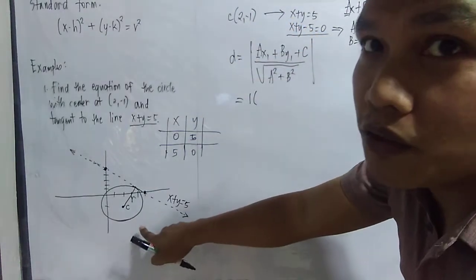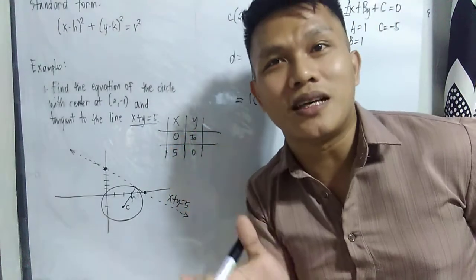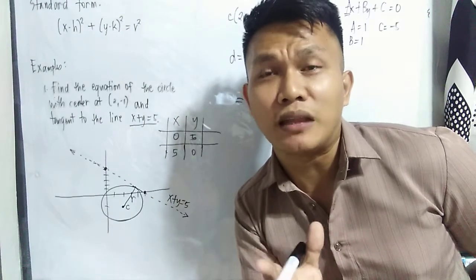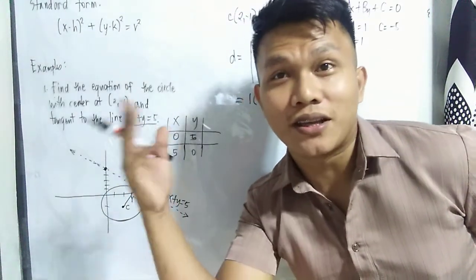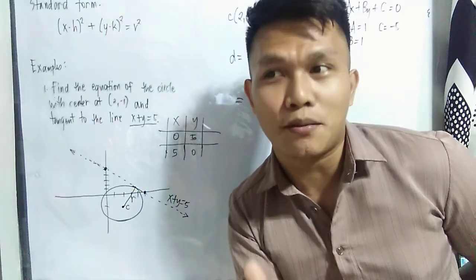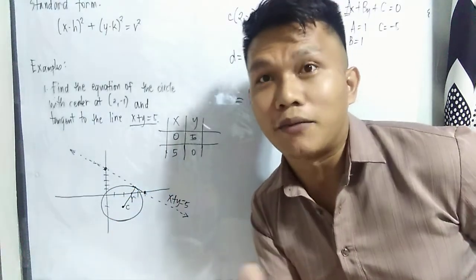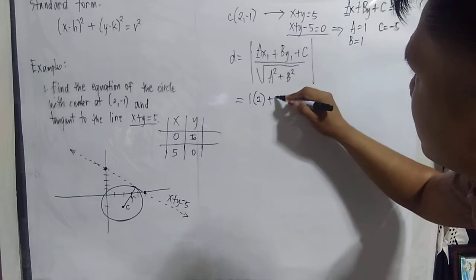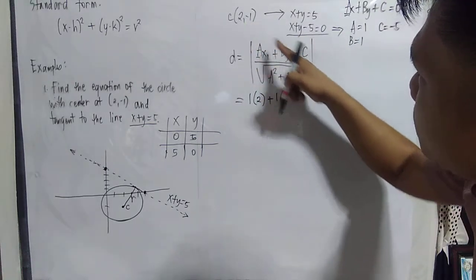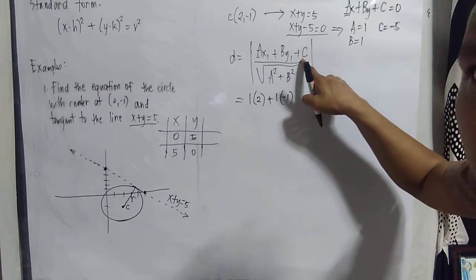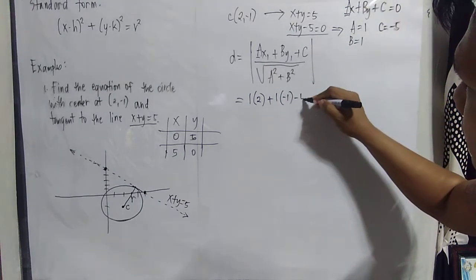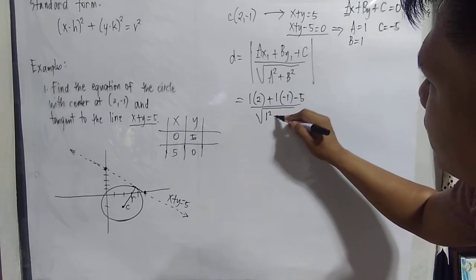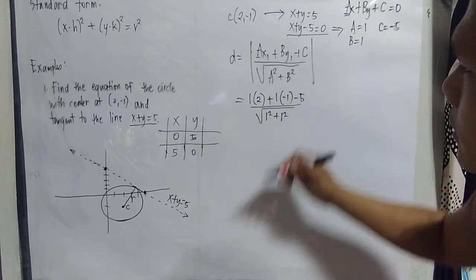But in our Cartesian plane, we all know that h and k, we just use these variables in order for us to understand the shifting of the points horizontally and vertically. But we are pertaining to the same constant value. So this is our x, and that is 2, plus our b is 1 times our y sub 1 is negative 1. Our c is negative 5, all over the square root of our a is 1 squared plus our b is 1 squared.